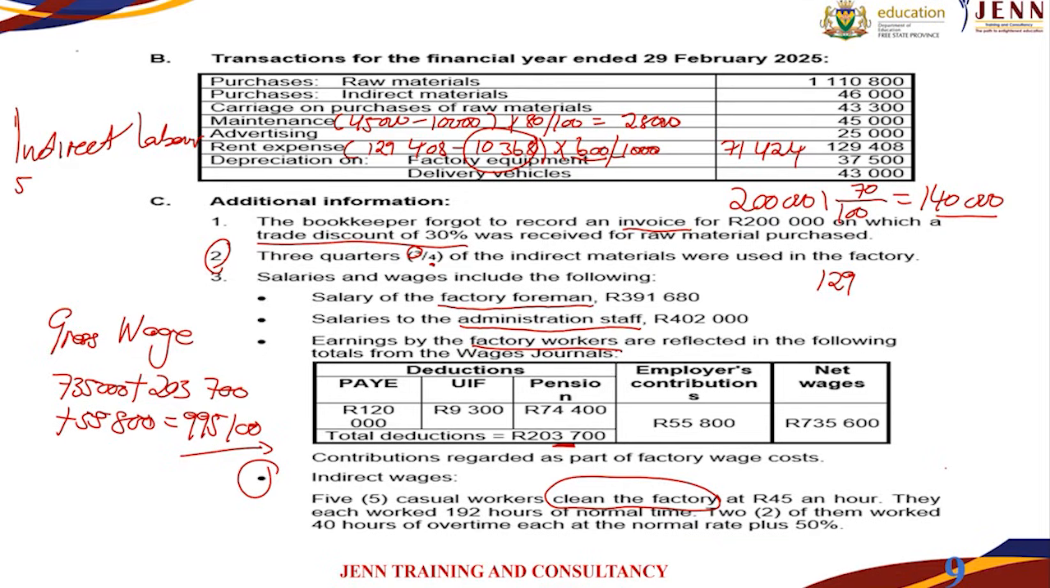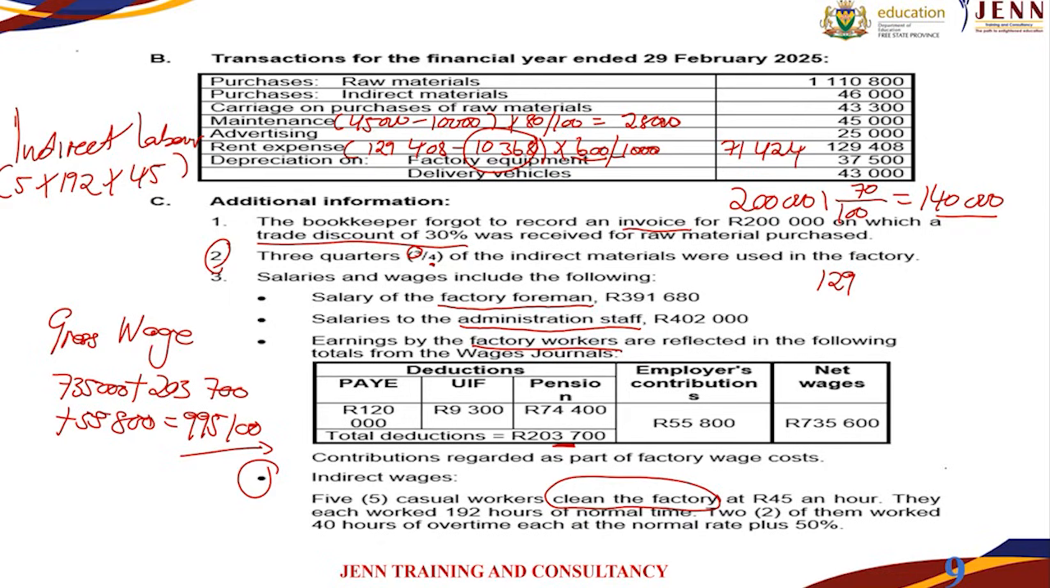Now we need to read the information. It says they clean the factory at the rate of 45 rand, and they each worked 192 hours. So we have to multiply this 5 by 192 because those are the hours that they have worked. But for every hour, we give them how much? 45 rand. So we multiply again by 45. So this will be the first payment that we are going to do to those employees.